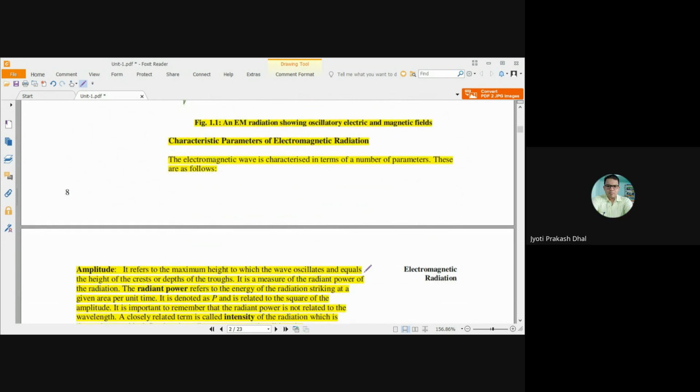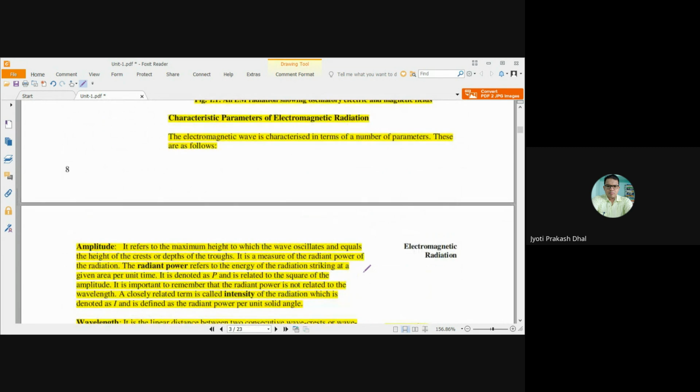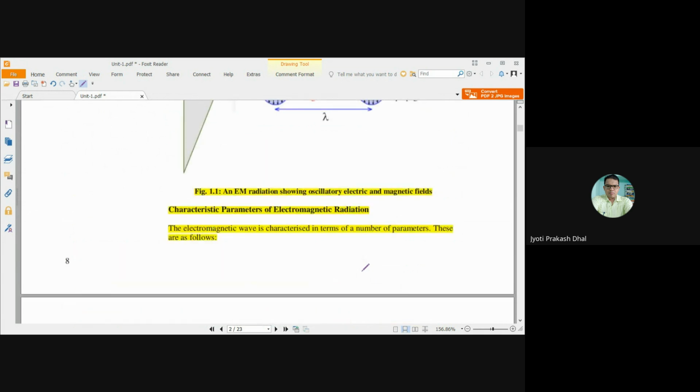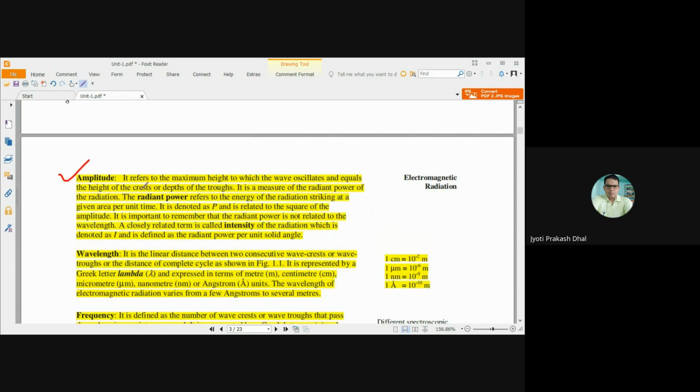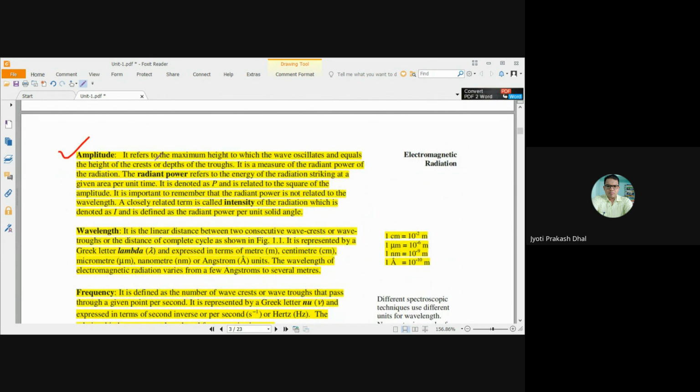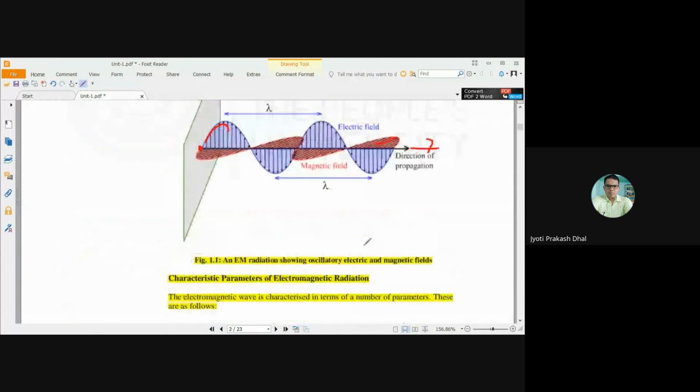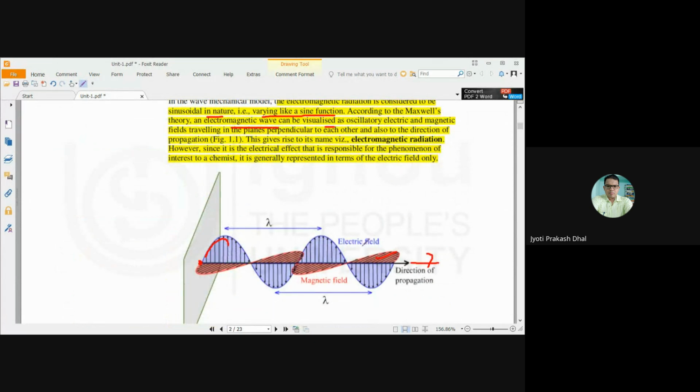And after that, we will discuss the characteristic properties of electromagnetic radiation. The electromagnetic radiation is characterized in terms of different parameters. The first parameter is amplitude. First we will discuss what is amplitude. It refers to the maximum height to which the wave oscillates and equals the height of the crest or depth of the trough. Electromagnetic radiation has wave-like nature.